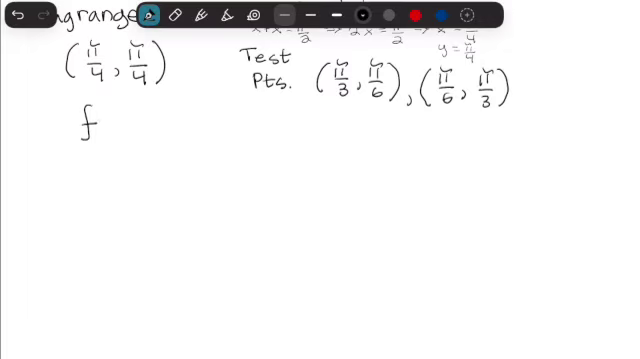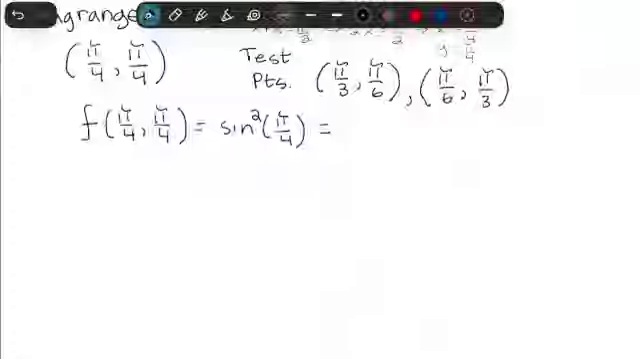So f of pi over 4, comma, pi over 4 equals sine pi over 4 times sine pi over 4, so we can just say squared. And what is sine pi over 4? That is root 2 over 2, so root 2 over 2 times itself, and we already know from doing the previous approaches that this is 1/2.